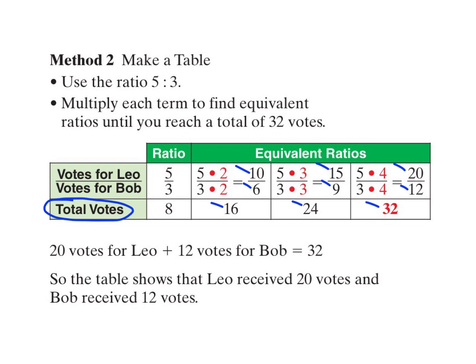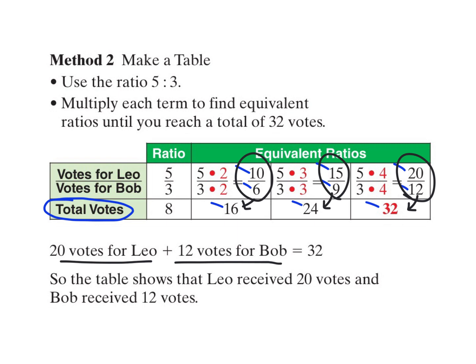They multiplied both of those by 2, and that gave them 10-to-6. 10 plus 6 equals 16. They went back to the 5-to-3, multiplied them both by 3. That gave them 15-to-9. 15 plus 9 is 24. And finally, they multiplied both of them by 4. Gave them 20 and 12. 20 plus 12 is 32. So also here, same answer, just a different way of getting it.